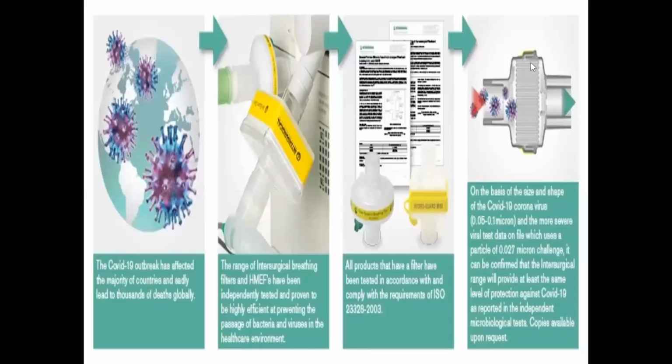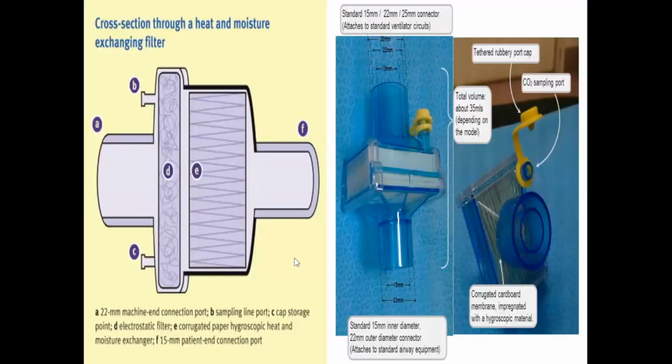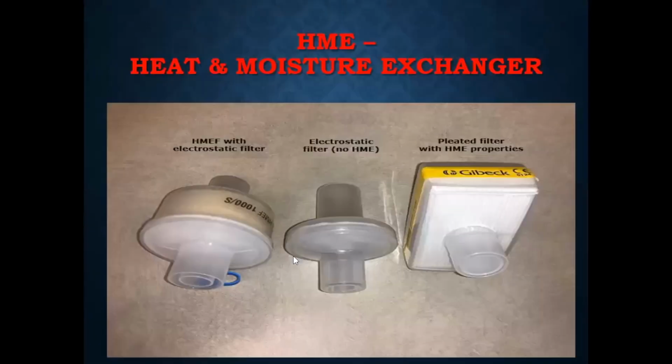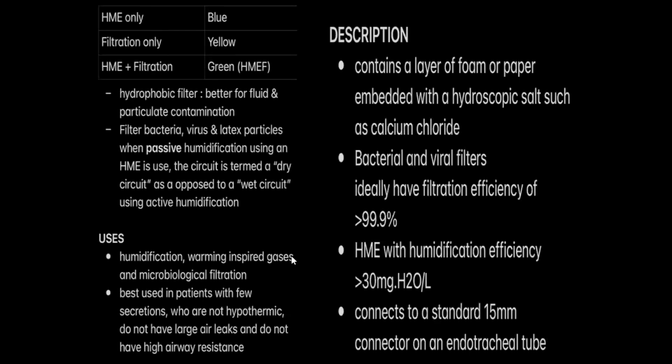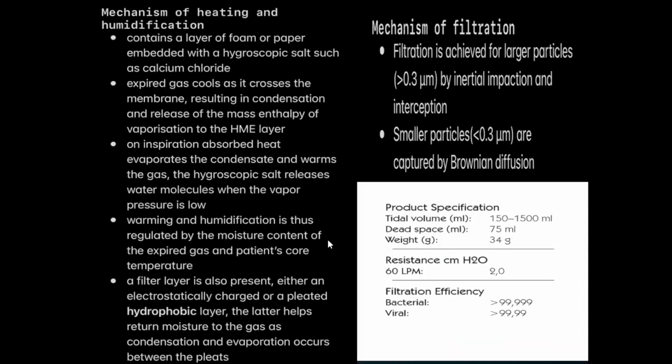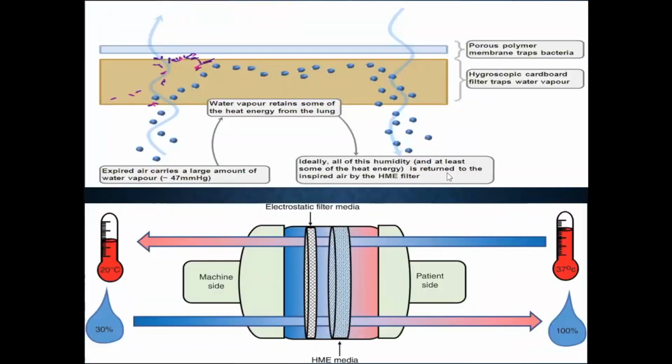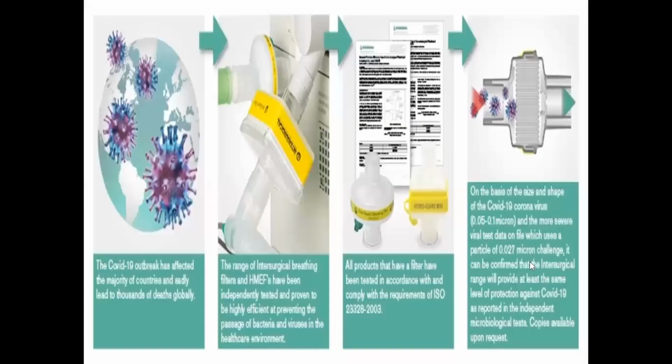This is for COVID per se. What is important? The COVID-19 coronavirus is 0.05 to 0.1 micron. But our filtration efficiency, just now I mentioned, it can top up to, sorry, where was it? Less than 0.3 microns are captured by Brownian diffusion. So the COVID-19 particle might not be something that can be captured by this HME alone. Okay, it might work, but they say there's a possibility it might not work.